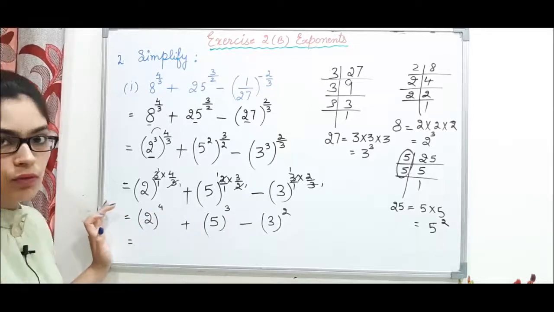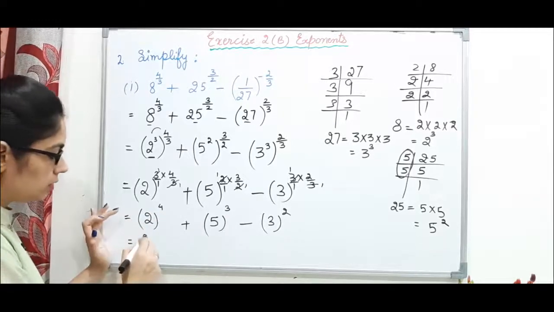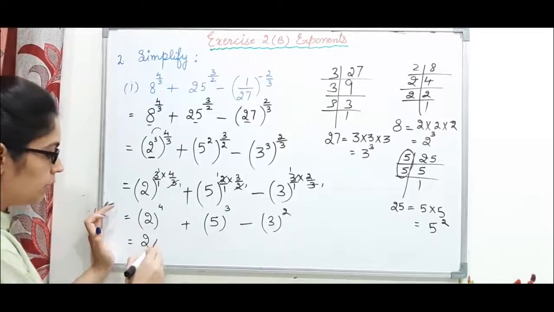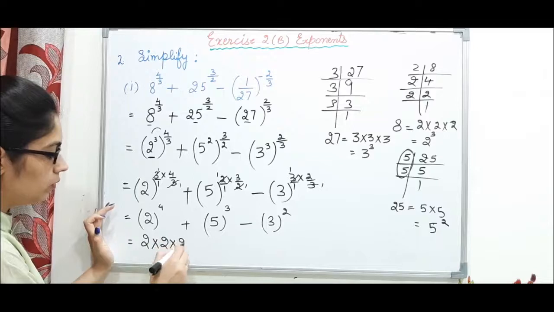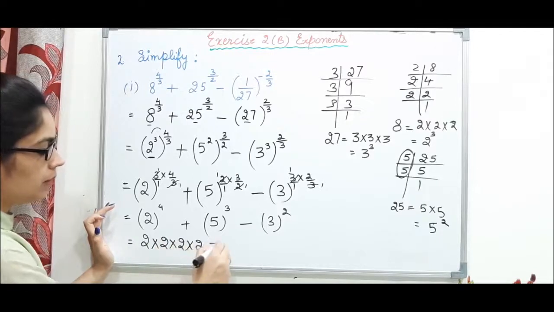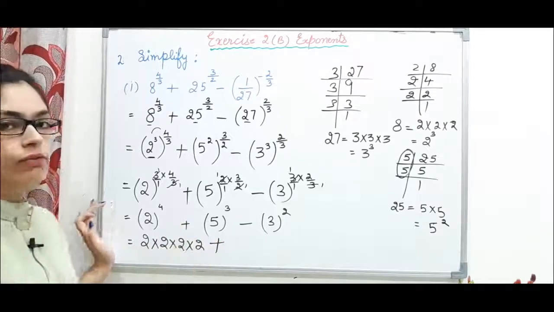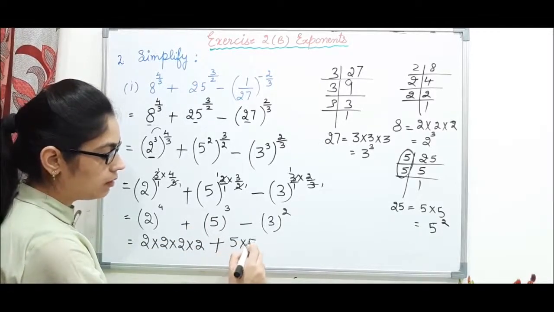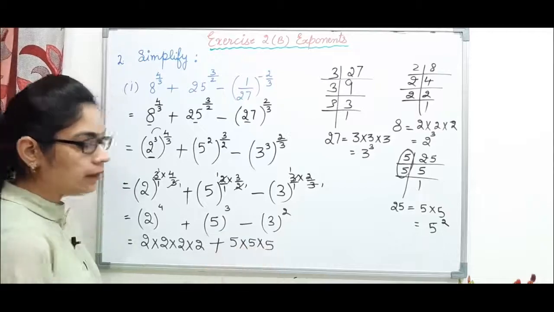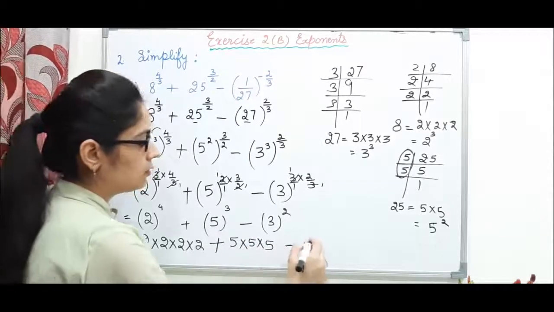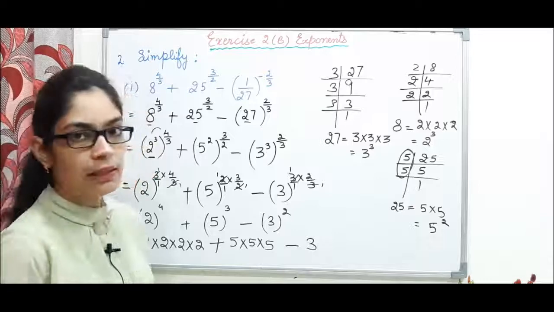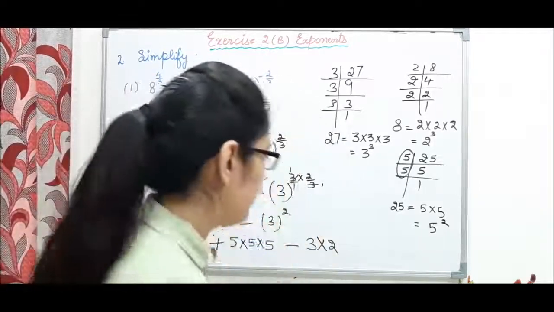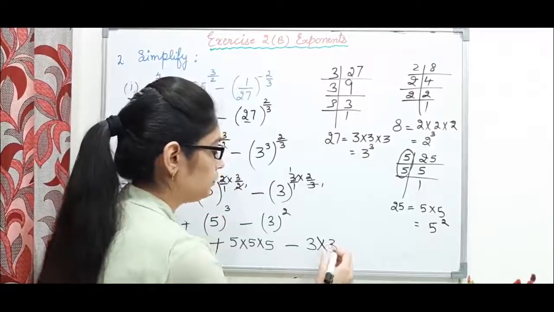2 to the power 4. 2 to the power 4 means 2 is getting multiplied by itself 4 times. 2 into 2 into 2 into 2 plus, as it is, 5 to the power 3. 5 to the power 3 means 5 is getting multiplied by itself 3 times, minus 3 to the power 2 means 3 is getting multiplied by itself 2 times. So 3 into 3.